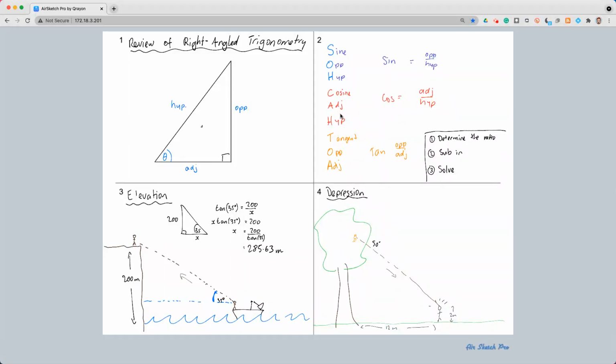Depression. I'm not talking about a mental illness here or a state of being. I'm talking about angles of depression. And angles of depression are always taken from parallel to the horizon as well, but in this instance, looking down.